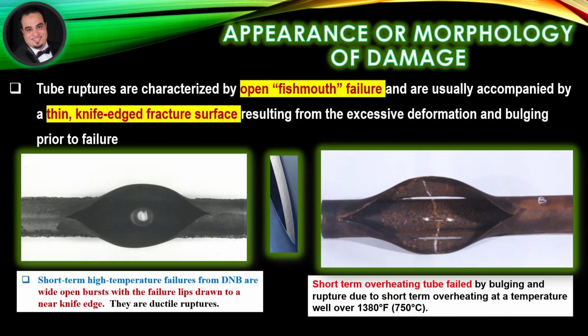Appearance or morphology of damage. As illustrated in the figures, tube ruptures are characterized by open fishmouth failure and are usually accompanied by a thin, knife-edged fracture surface, resulting from the excessive deformation and bulging prior to failure.